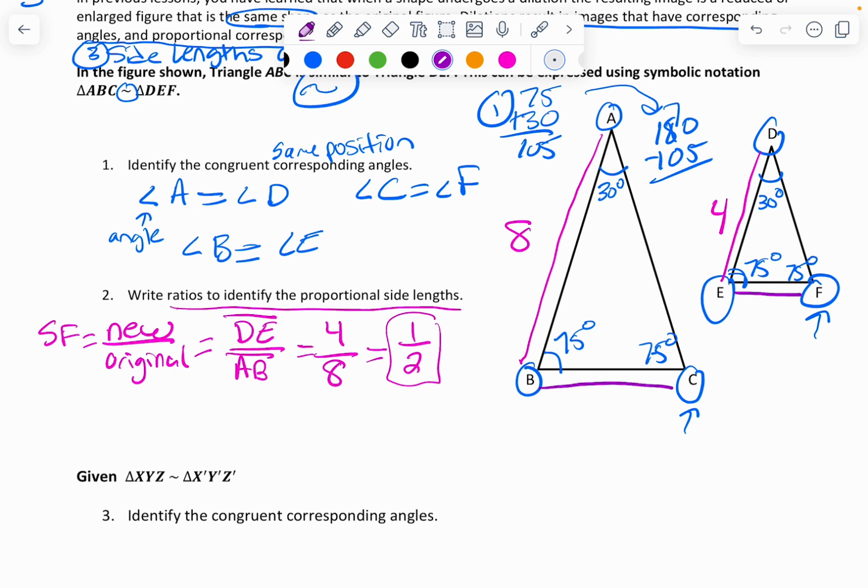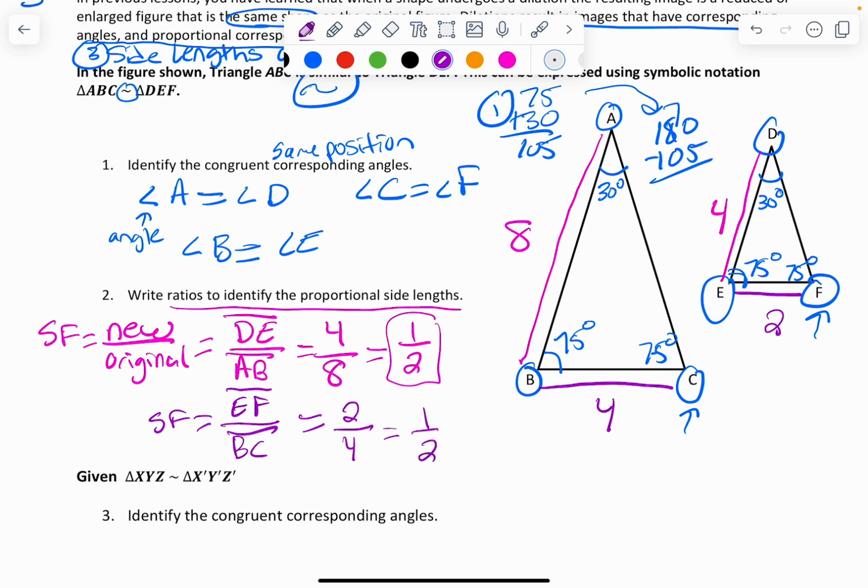That's going to be what? BC. So I'm going to say my scale factor is equal to EF over BC. We usually show this little line on top to mean line segment over BC. And if I take this side length, which is considered to be 2, and this side length, which is considered to be 4 for BC, and write it as a fraction, it's 2 over 4, and that's 1/2.